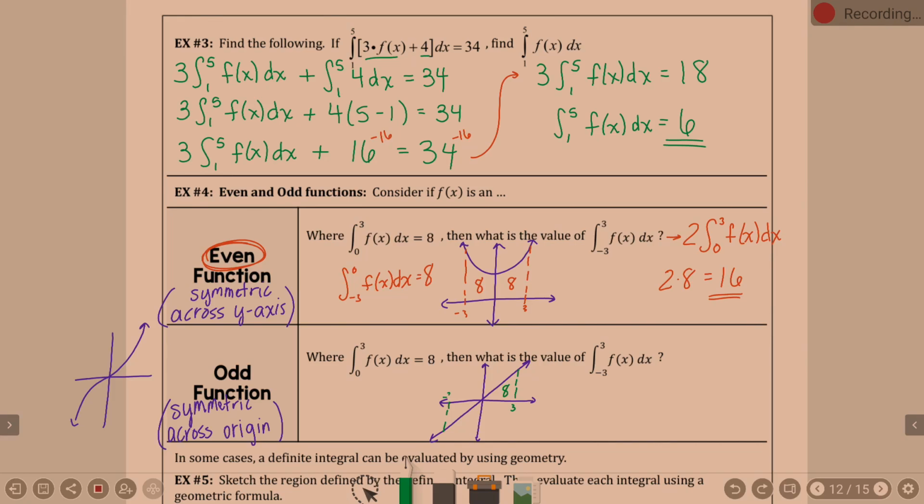Negative 3 over here, that's an equivalent size shape again, right? It's a symmetric piece, but the catch is it's below the x-axis, so when we talk area, it's going to have a negative area. And so what's going to happen? Those 8 and negative 8 are going to cancel out. So you're going to end up with negative 8 plus 8, which is 0. And again, this is because it is an odd function.